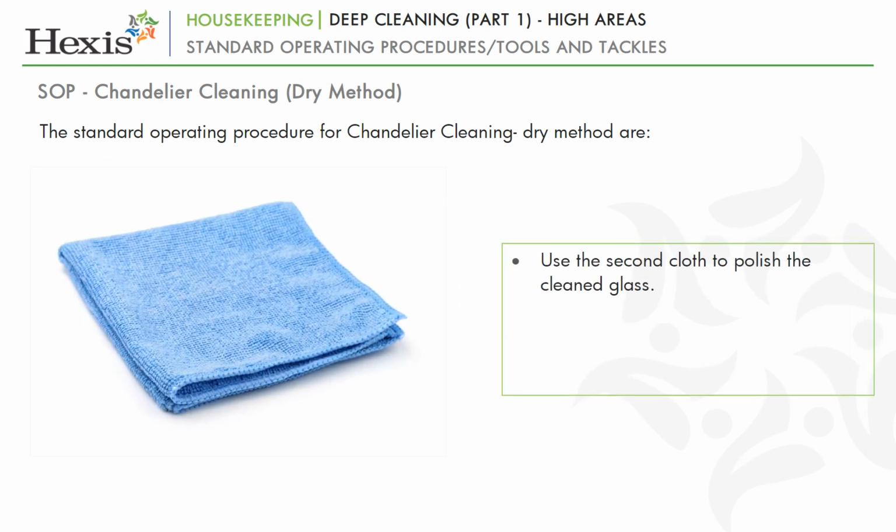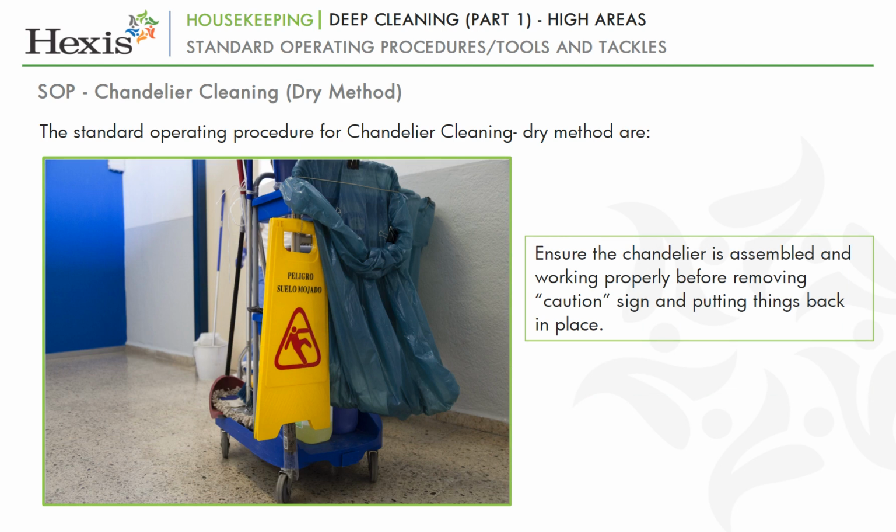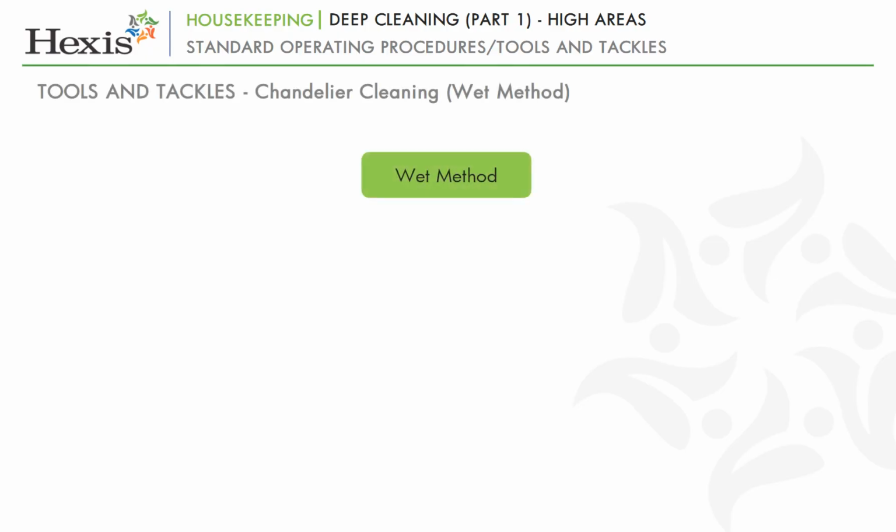Use the second cloth to polish the clean glass. Clean or replace microfiber cloths when they become dirty. Ensure the chandelier is assembled and working properly before removing the caution sign and putting things back in place. The wet method of cleaning a chandelier is faster than the dry method.